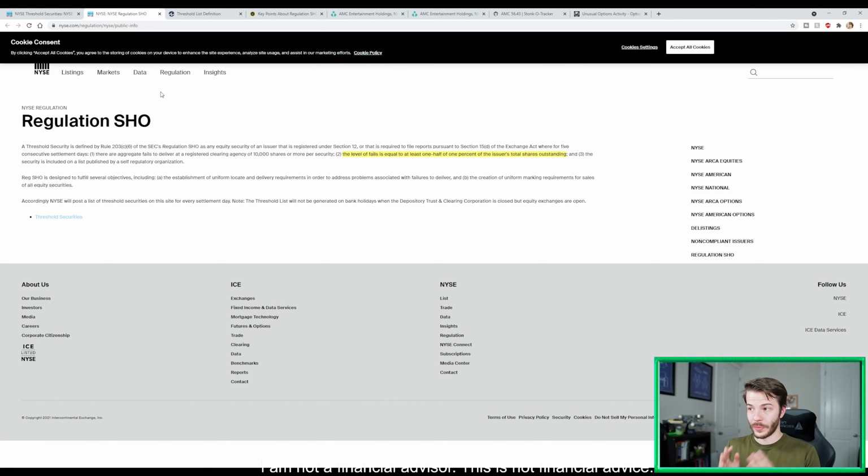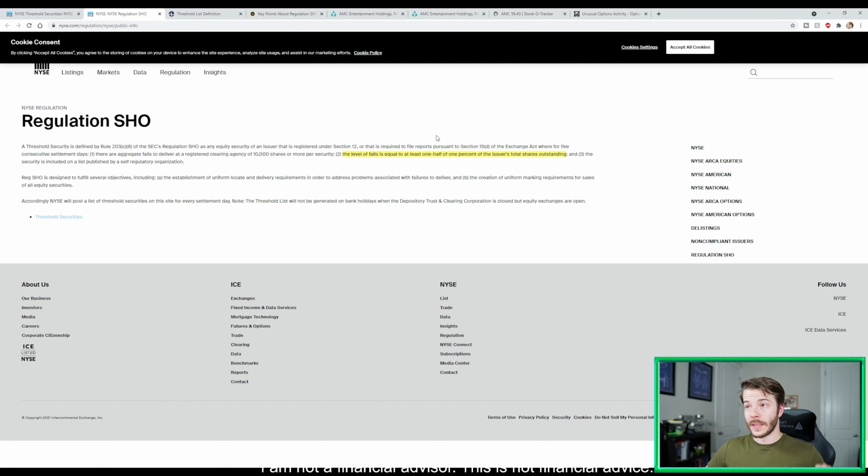Well, there's three factors here on the New York Stock Exchange. I'll link all this down below. So, one, the aggregate fails to deliver at a registered clearing agency of 10,000 shares or more per security. Two, the level of fails is equal to at least 0.5% of the issuer's total outstanding shares. And three, the security is included on a list published by a self-regulatory organization.